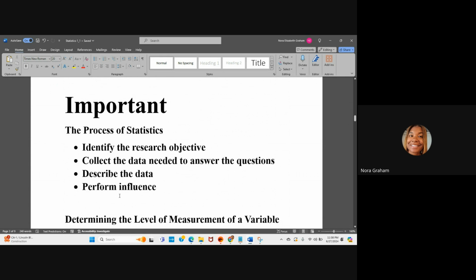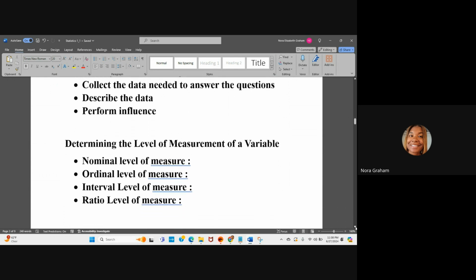And then the last step is to perform the inference, right? And basically, performing the inference is when you do your analysis in the real statistics part, and you're able to see how accurate your answer is after you find your answer. All right. So these are going to be later on in the chapter. Okay.